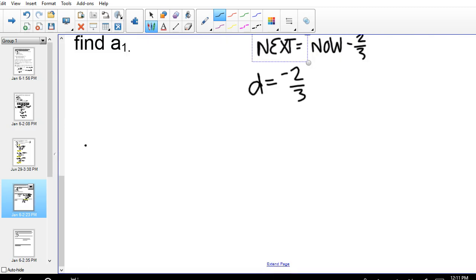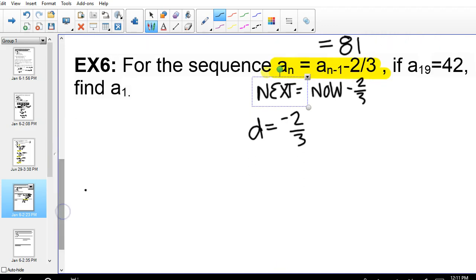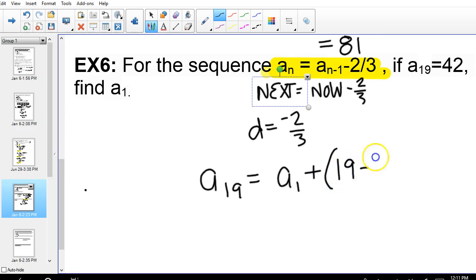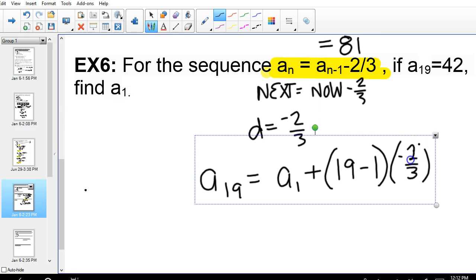So the only other thing we have is that a sub 19. So a sub 19 would equal, if we're using that formula, a sub 1 plus 19 minus 1 times negative 2/3. And what is a sub 19? What does it equal? 42. So I put 42 here.